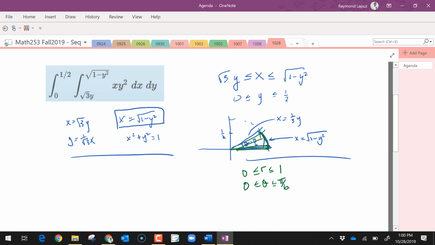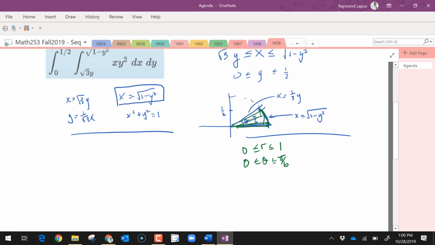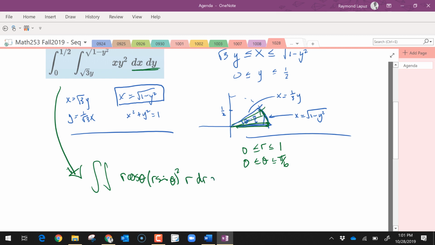You have your limits. Set up your integral. So your integral then would become: x is r cosine theta, y is r sine theta, and y is going to be squared. Remember, your dA, your dx dy, is going to become r dr d theta. Your r limits, that's the inner integral, are going to go from 0 to 1. And your theta limits are going to go from 0 to pi over 6.